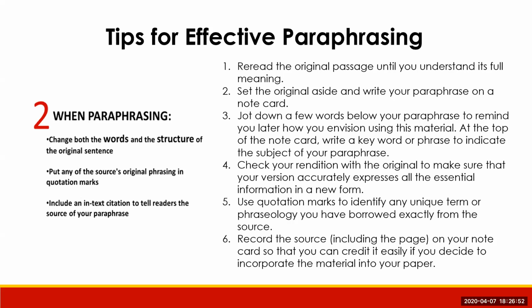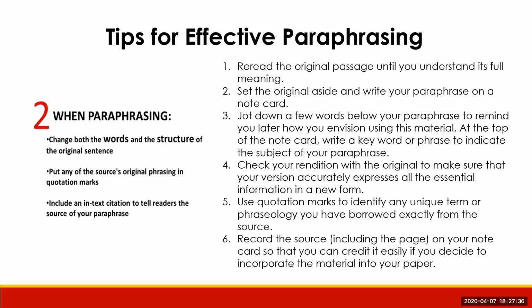Number 5, use quotation marks to identify any unique term or phraseology you have borrowed exactly from the source. So this is similar to this one, put any of the source's original phrasing in quotation marks. This is because you're using those quotation marks only when you're using anything unique or a phrase that you wouldn't see normally. Maybe it's a phrase the author coined. Maybe it's a term that's specific to the work you're using to quote. Just make sure you're still quoting anything that's different or something that you wouldn't typically find in other works.